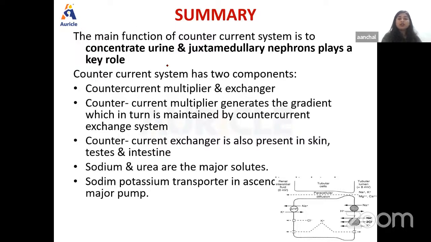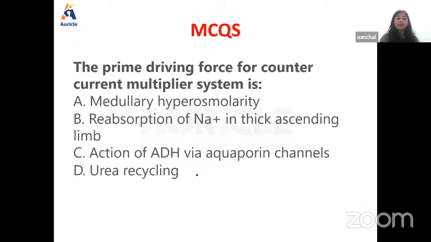The main function of the countercurrent system is to concentrate urine, and the juxtamedullary nephron plays a key role. The countercurrent mechanism has two components, the countercurrent multiplier and the exchanger. The countercurrent multiplier generates a gradient, which in turn is maintained by the countercurrent exchange system. The countercurrent exchanger is also present in skin, testes, and intestine. Sodium and urea are the main solutes, and the sodium-potassium transporter in the ascending limb is the major pump. Then we have the MCQ, and for this MCQ all the students will get 30 seconds.